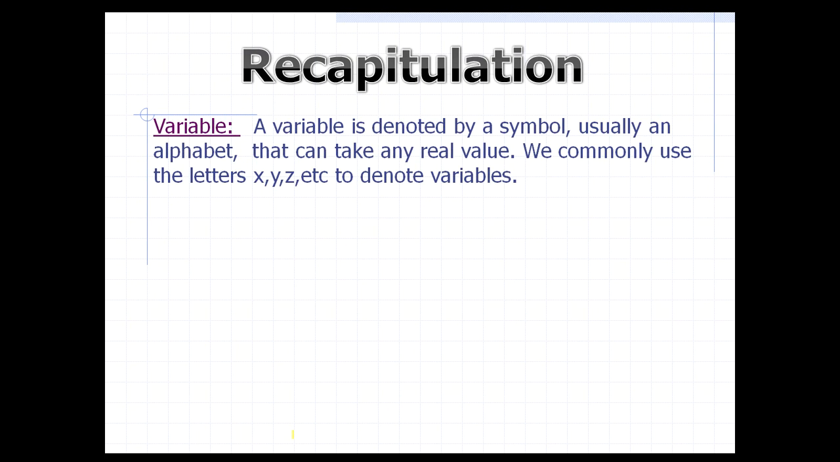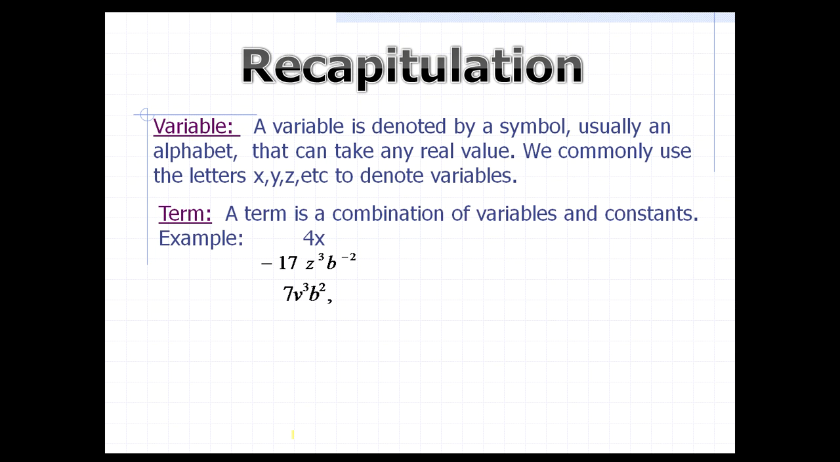A variable is denoted by a symbol, usually an alphabet that can take any real value. We commonly use letters to denote variables. A term is a combination of variables and constants. These are some examples of terms.